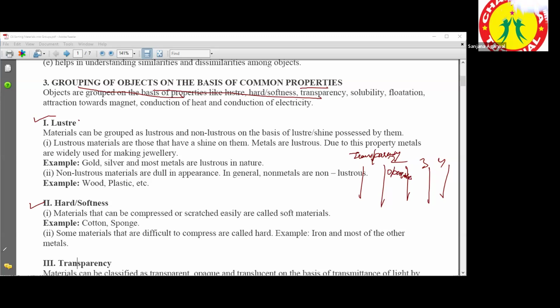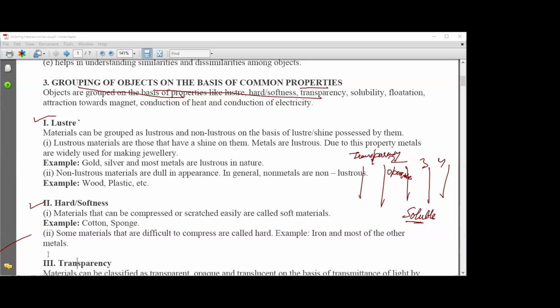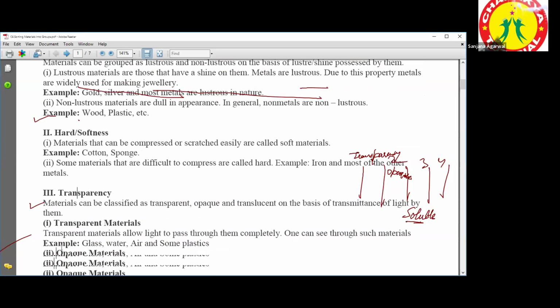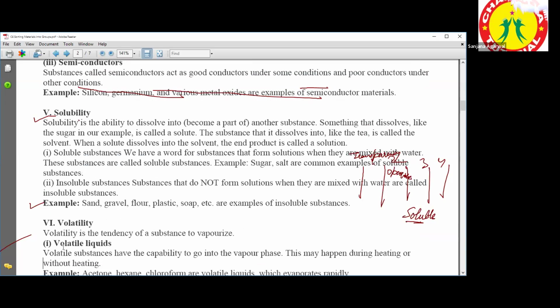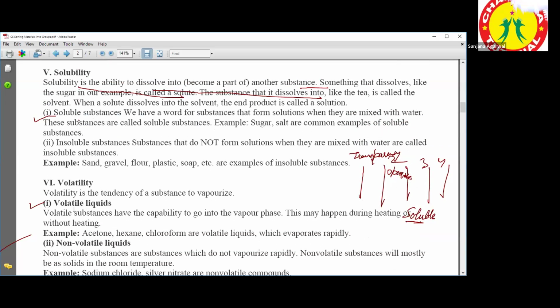Next, you can write down solubility. Soluble objects means any object that will be soluble in water. That soluble object can be liquid, solid, or powder, anything. That solubility you have to tell in water only. And fourth heading, write volatile substances.